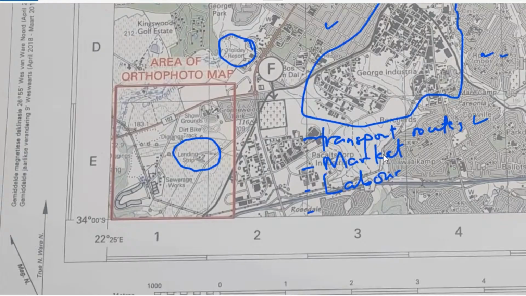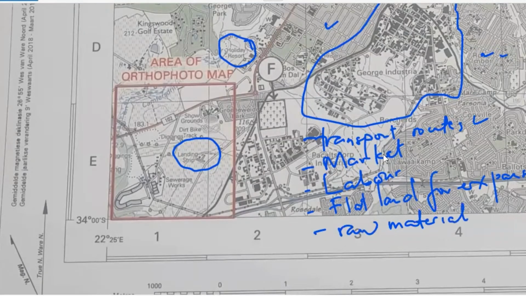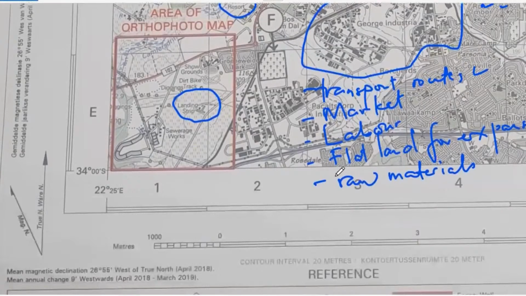And also we can look at the area, which is basically flatland. There's flatland for expansion. It's also another factor that can promote industrial development in that area. The area has flatland where there can be potential for expansion. Then maybe we can also talk of raw materials. That can be another favoring factor promoting the industries in that particular area. Right, we move on to the next question.